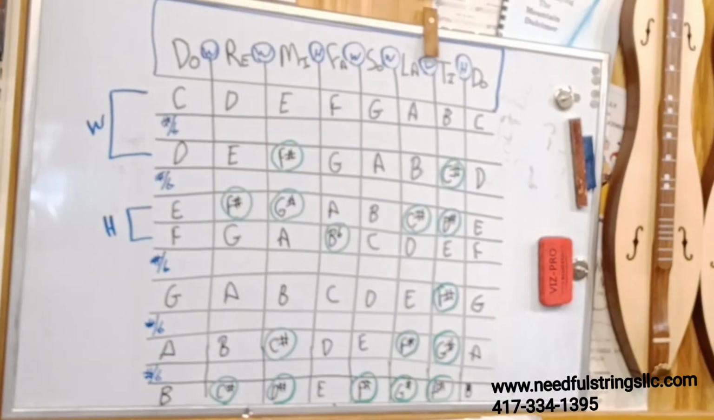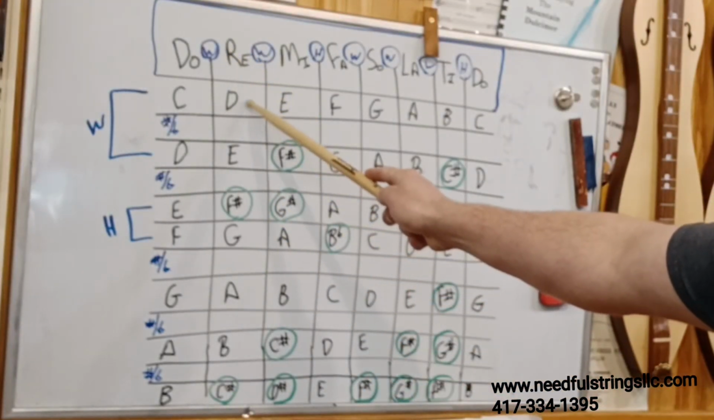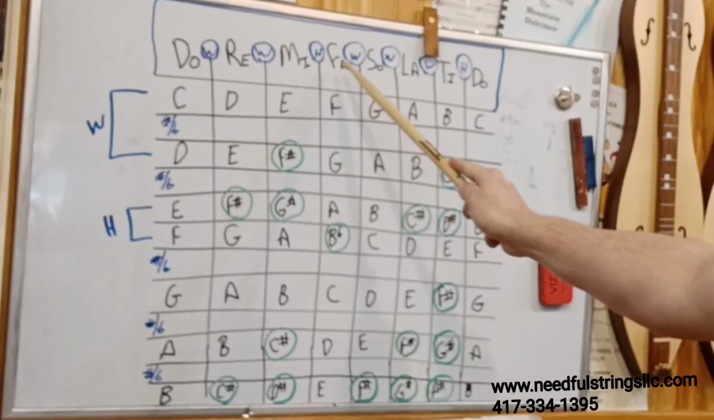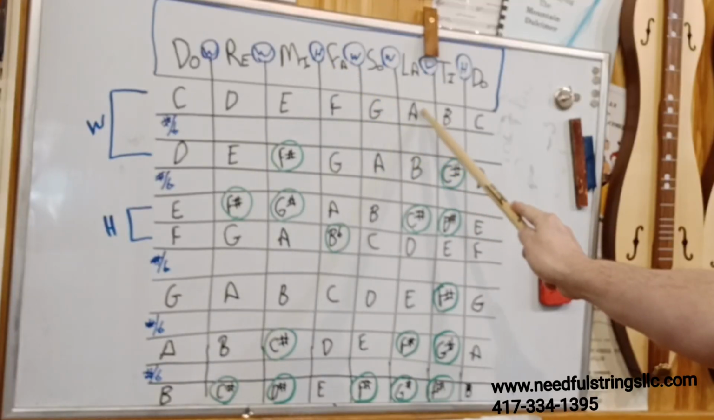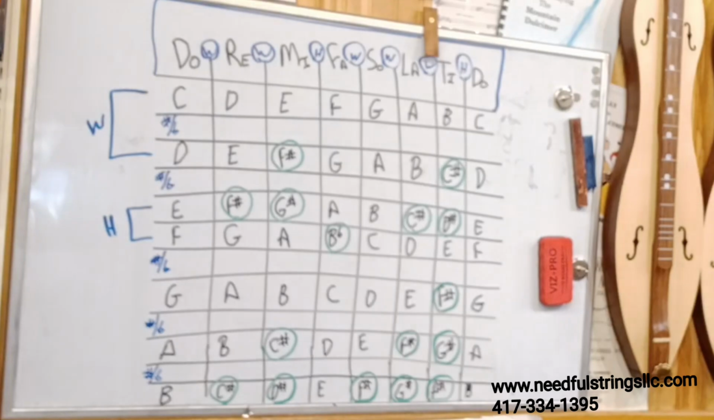But what's crazy is there's different types of C scales. A C scale can also start on re, it can start on mi. C scales can start on fa, sol, la, ti, or even back to do, of course. So a C scale can be any of those 7 positions.